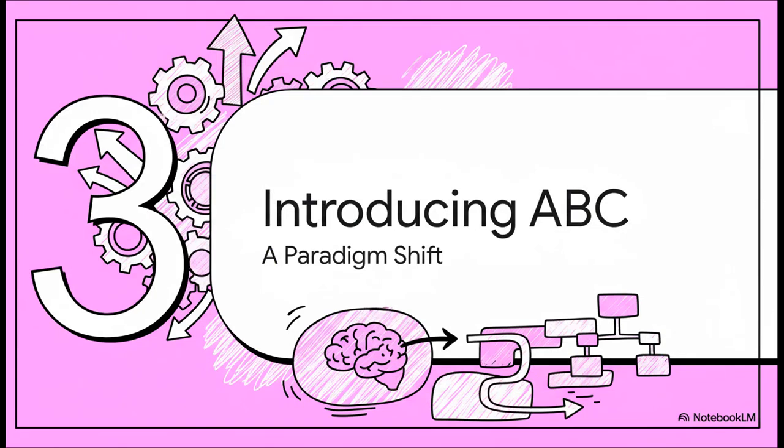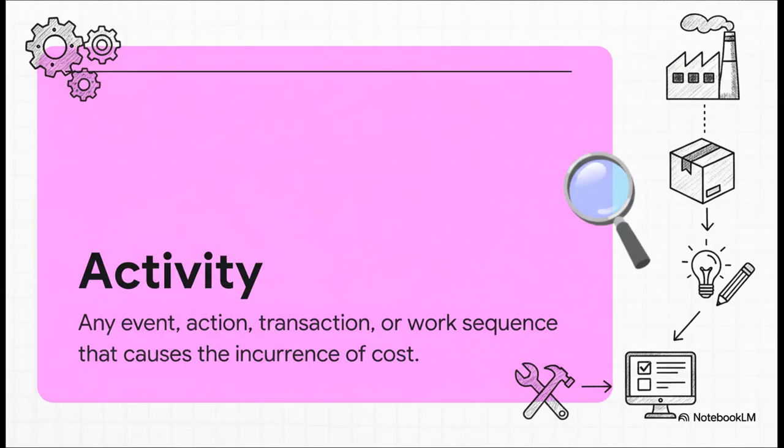And this brings us to activity-based costing. I want to be very clear. ABC is not just some minor tweak or incremental improvement. It represents a genuine paradigm shift in the philosophy of cost accounting. It fundamentally rethinks the relationship between the resources a company uses and the products it sells. The foundational premise of ABC is this: activities are what consume resources, and products in turn consume activities.